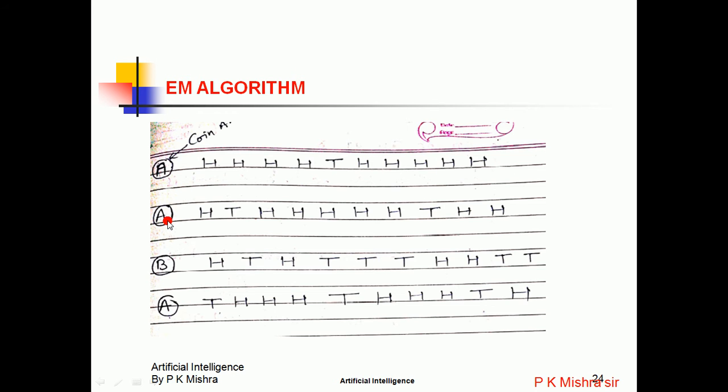Again choose coin A and flip the coin 10 times. Then after flipping, suppose I received 8 times head and 2 times tail. Now choose coin B and flip the coin. After flipping, either we receive head or tail. Suppose we get 4 times head and 6 times tail. Now choose A and flip coin A. Suppose I get 7 times head and 3 times tail.